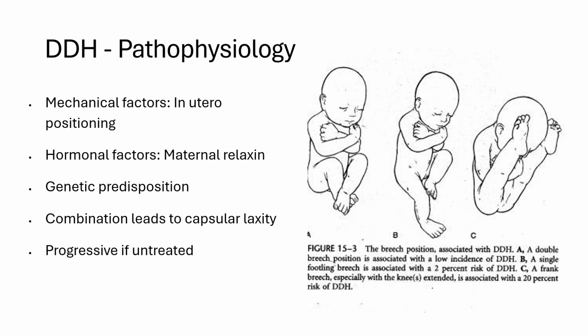The critical concept involves understanding DDH as a progressive condition where abnormal mechanics lead to worsening dysplasia over time, making early recognition and intervention essential for preventing permanent joint damage.